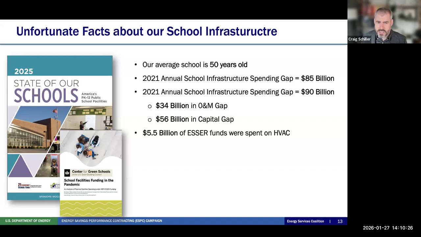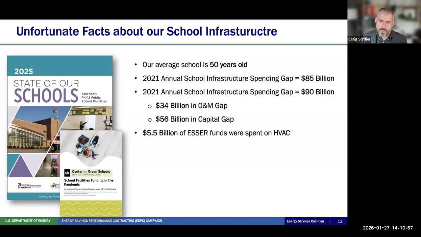That has led to a huge spending gap on how much we need to spend to modernize, replace, and operate our schools. In 2021, that number was 85 billion. It should say 2025, that number has gone to 90 billion. Annual deficit in school funding. That breakdown from 2025, which is this most recent report that came out, is about 34 billion in operation and maintenance and 56 in capital. So we do need a lot of replacement. We also need a lot of O&M.